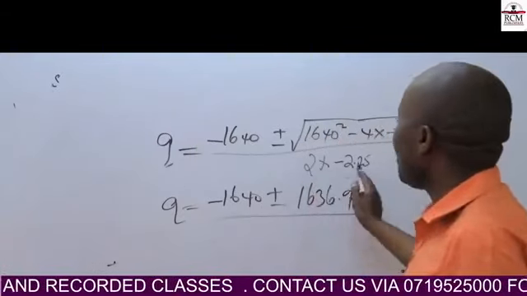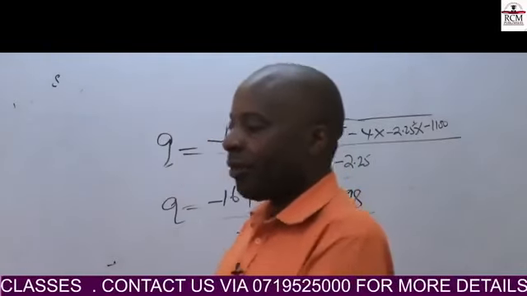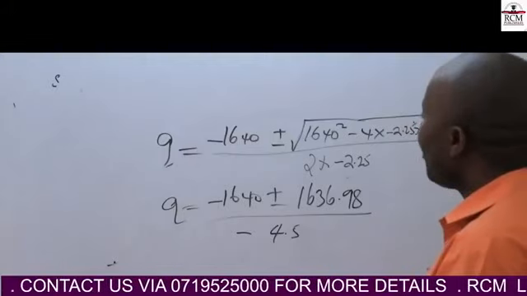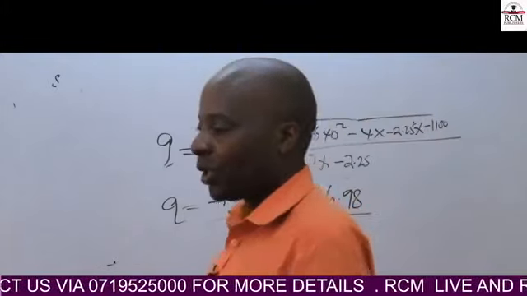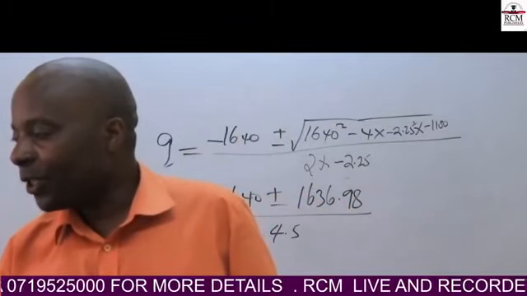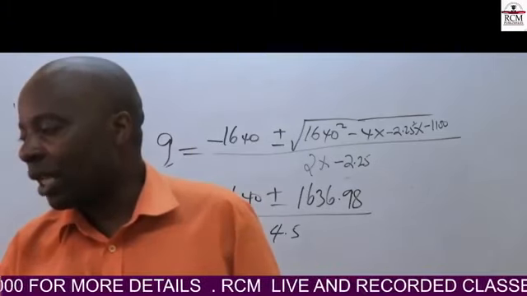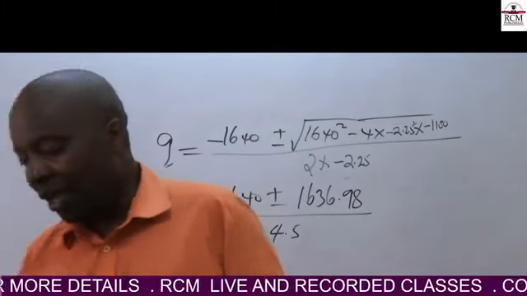This denominator here will give me minus 4.5. Is that okay? Minus 4.5. Now, because of these plus and minus signs, which are at the same position, I have to dissect this into two. What if I only retain the positive sign? Then I'll be having what we call q1.